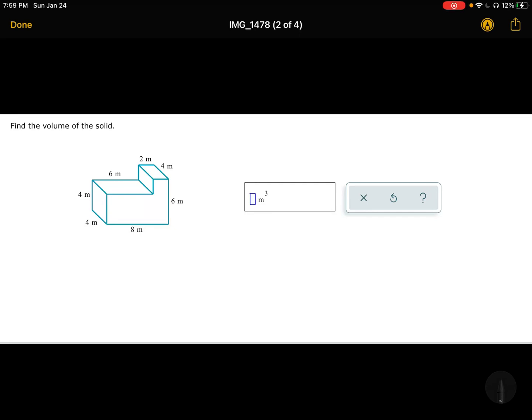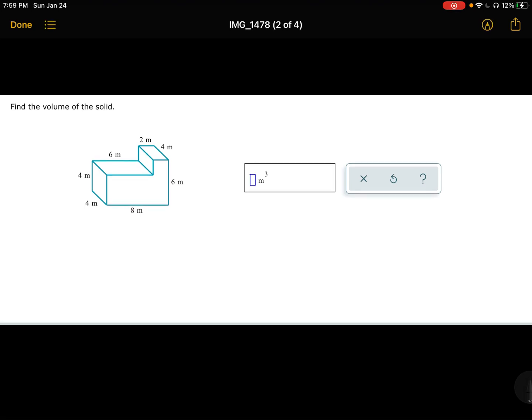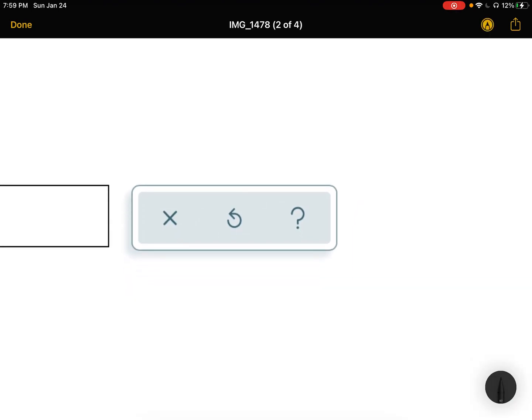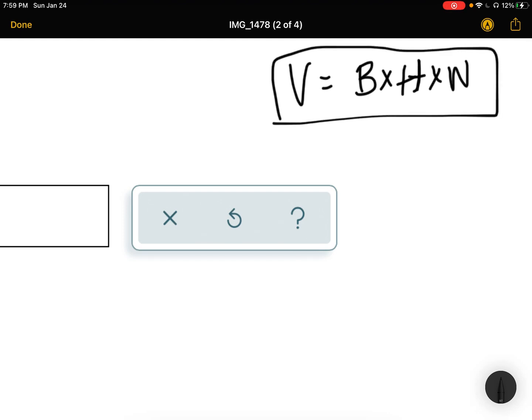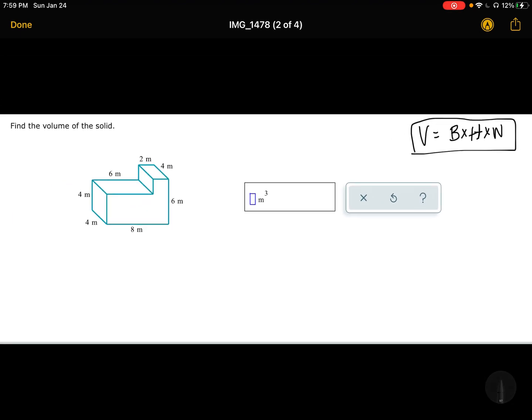All right, so this video is going to talk about how to find the volume of this three-dimensional shape. I want you guys to remember, what is volume, right? Volume is found by base times height times width. And I really want you guys to remember this, because if you can remember this, everything will make sense, I promise. So let's just start with the base times the height, right?